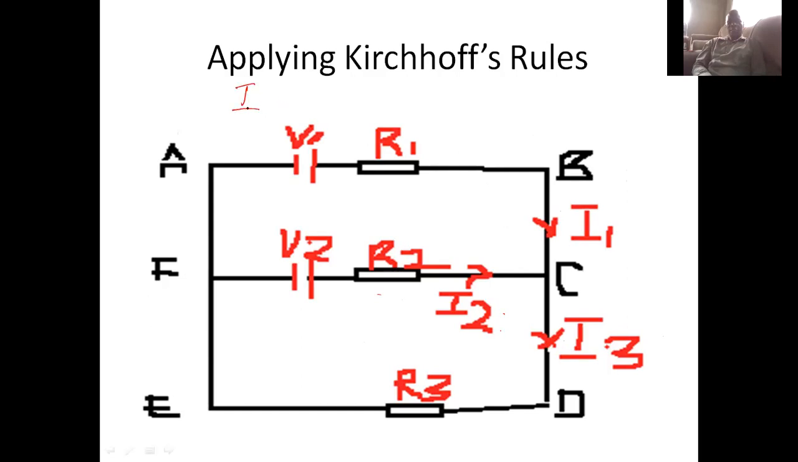So the current one plus current two should be equal to current three. Because if we take our junction to be here at C, this is our junction. Current one is entering the junction, and current two is entering the junction, and current three is leaving the junction. And so you add the two currents which are entering the junction, and then the currents which are leaving the junction.